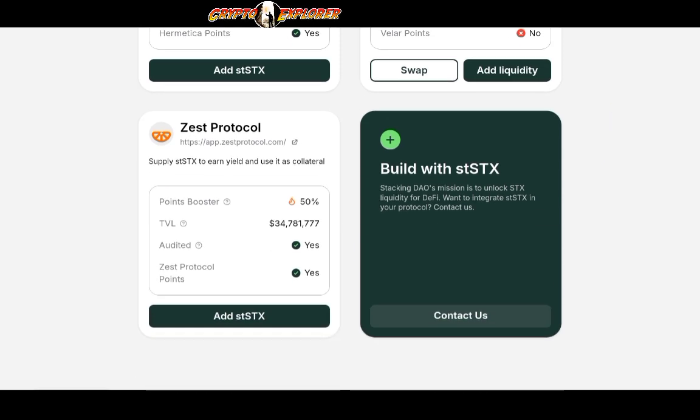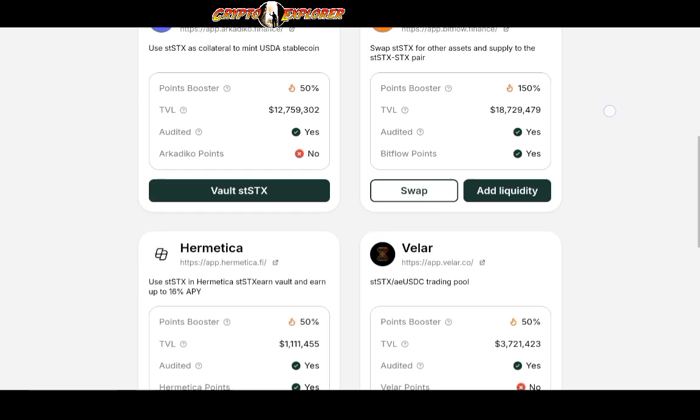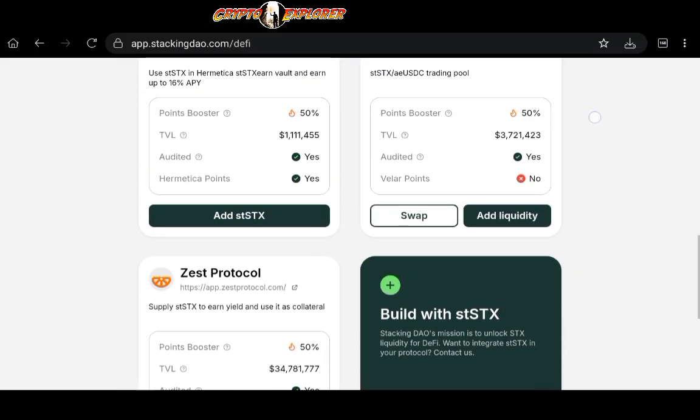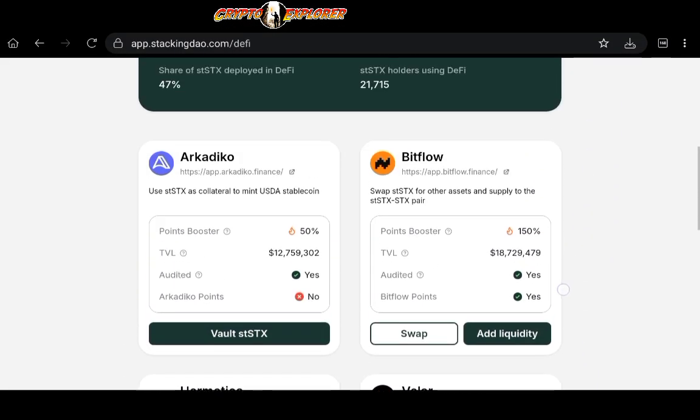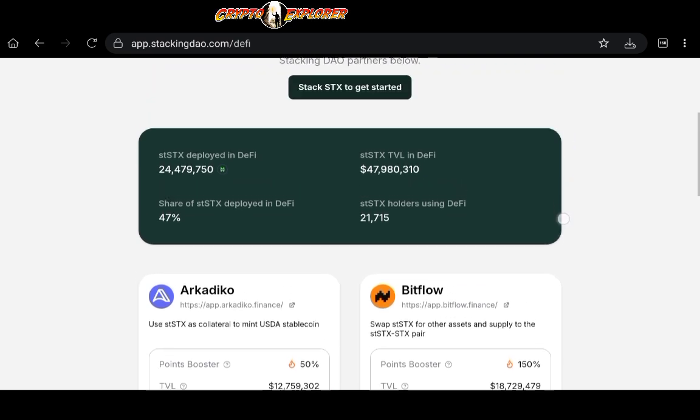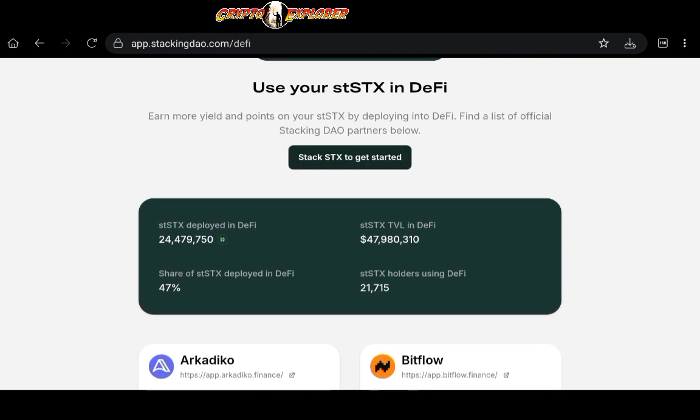Zest Protocol also allows you to supply these stSTX tokens to earn yield and use it as collateral, so you can borrow against it. And remember, all of these options are allowing you to earn yield on top of the 10% APY that the Stacking DAO is currently offering.